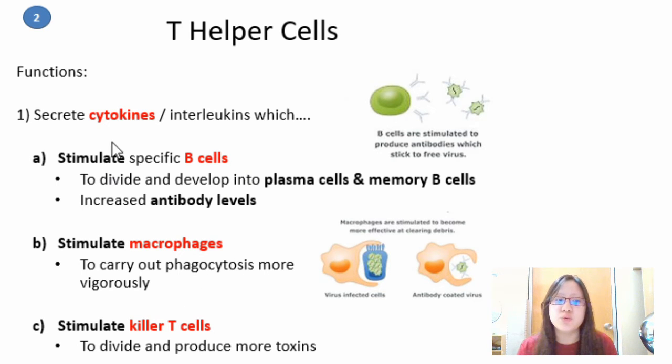What does it stimulate it to do? It stimulates it to become more vigorous. So B cells that are stimulated will divide and develop into plasma cells and memory B cells, and this will result in increased antibodies level. So it sort of ramps up. It's like a booster. Stimulate macrophages. This would stimulate macrophages to carry out phagocytosis more vigorously. So it does it faster, does it more. And killer T cells which are stimulated would divide and produce more toxins as well.